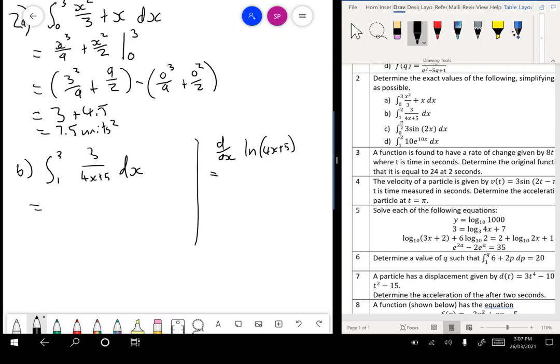If I differentiated that, the derivative of ln 4x plus 5 is just going to be 1 over 4x plus 5. And then we times by the derivative of that inner, which would be 4, which gives us 4 over 4x plus 5. So that's almost that one there. So what I've got to consider is how come I have 3 on top instead of 4 on top? Where is that 3 coming from?